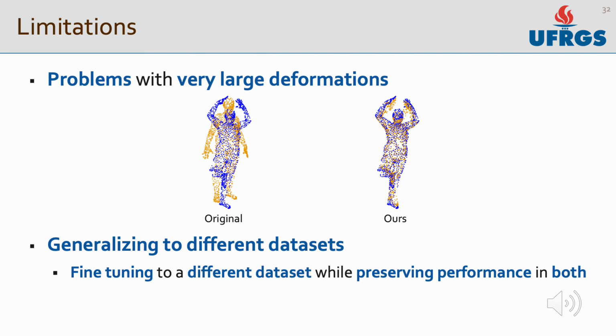The main limitation of our technique is dealing with large deformations. This is an example where we mostly register the cloud, but some details are missed, especially around the hands and the right knee. The other limitation is generalizing to different datasets and keeping performance in both. This can be done by fine-tuning, but might be challenging.